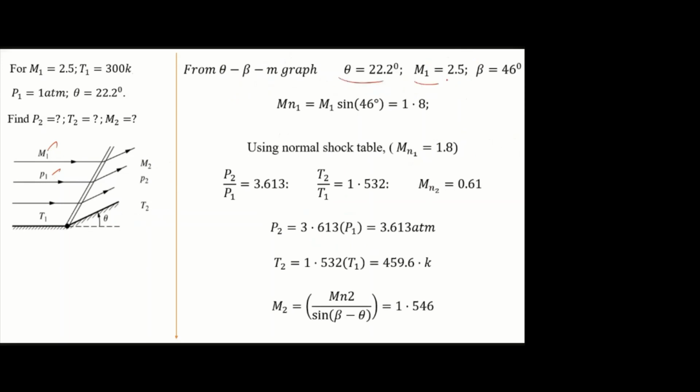So they are given theta and Mach number. Beta is around 46. From that, they are finding Mn1. Then using normal shock table, they are finding all other ratios. You know P1, T1, you can find P2, T2. Using the formula, you can find M2.